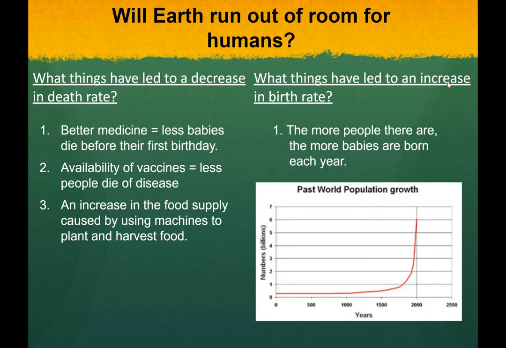Things that have led to an increase in the birth rate. Well, if more people are surviving, that means there are more people each year that could have babies. So better medicine, better vaccines, more food, right? It means more people surviving to adulthood, and the more people there are, the more children they can have. So a lower death rate plus a higher birth rate, you're going to have a higher population growth.